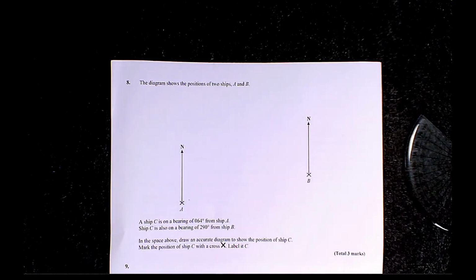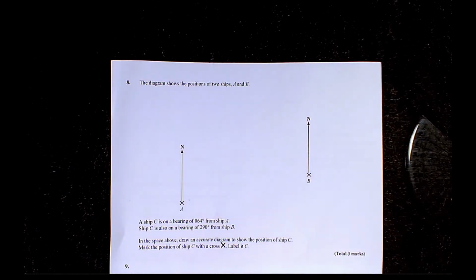It says the diagram shows the position of two ships A and B. Ship C is on a bearing of 064 degrees from A, and ship C is also on a bearing of 290 from ship B. In the space above, draw an accurate diagram to show the position of ship C and mark the position of ship C with a cross and label it C. So what we're going to do then is to measure that first angle.